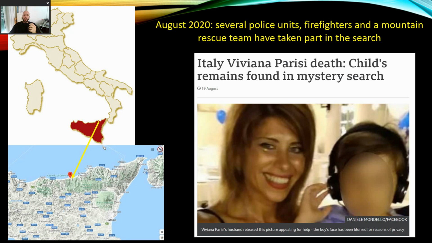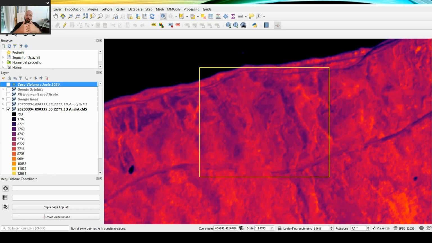So the impossibility of finding the bodies earlier creates a lot of problems nowadays for the investigation and for understanding what happened. Actually, if the law enforcement had used the satellite images, in particular the near infrared spectrum of the satellite images, the law enforcement could have detected the bodies the day after their disappearance.